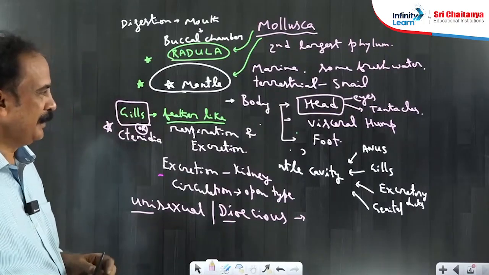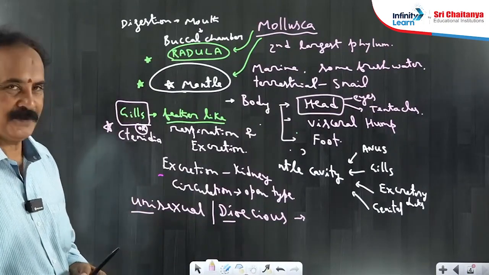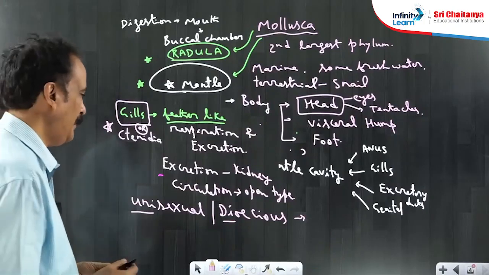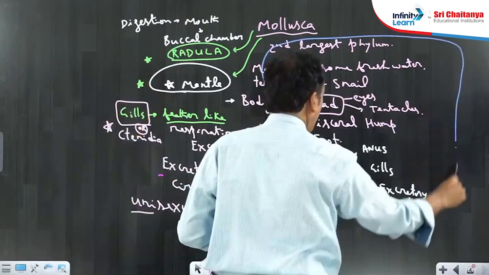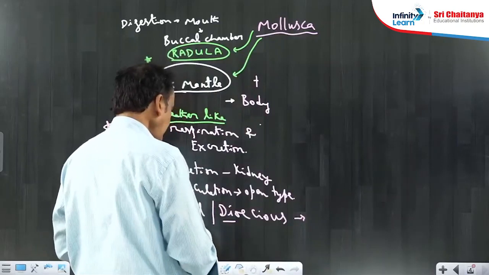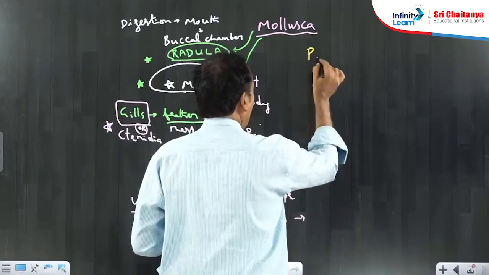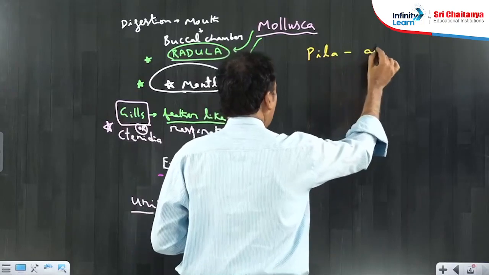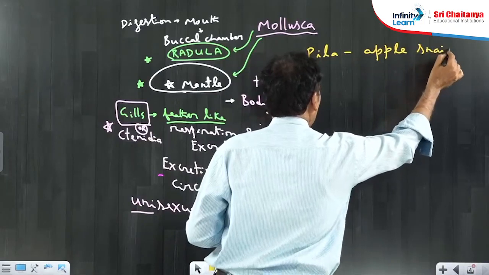Okay, and you have a list of examples. The list is not familiar to us. These are all names which are somewhat different, along with the common names. You also need to remember the common names. For example, Pila is called apple snail. You also have a diagram of this animal.